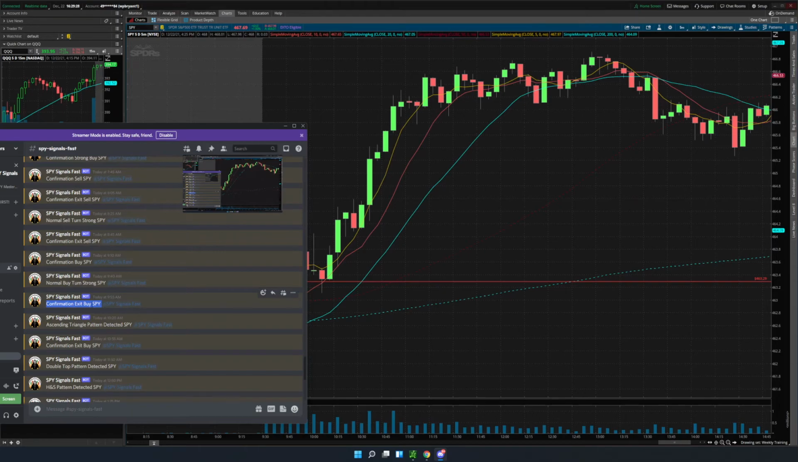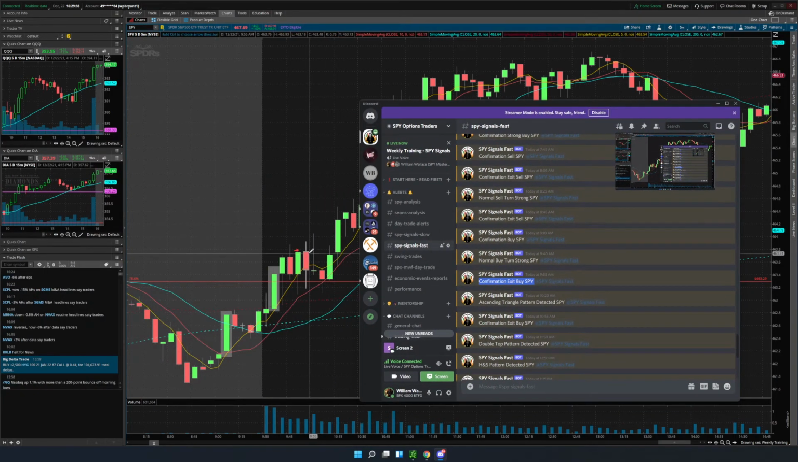So the fast I really kind of set up for scalping, and that's sort of what that is. You can ignore those if you want to ignore them. You can see that it did give you an out before things sort of chopped up a little bit.